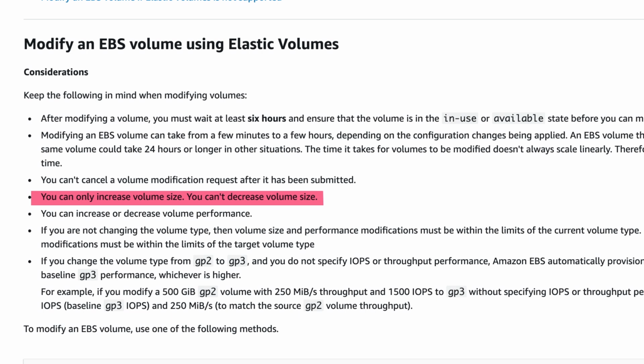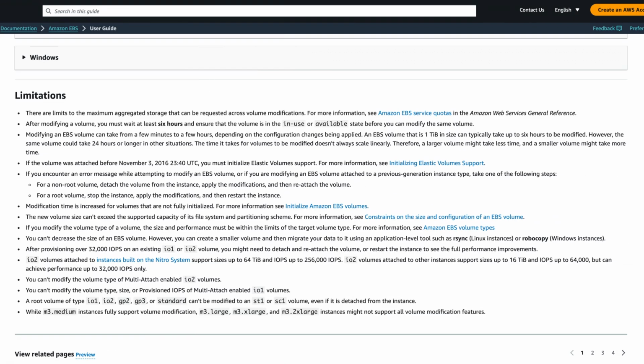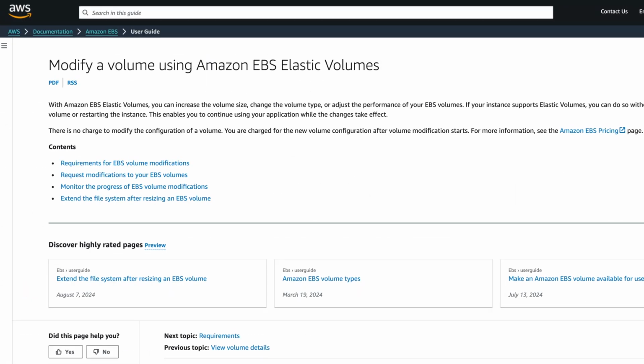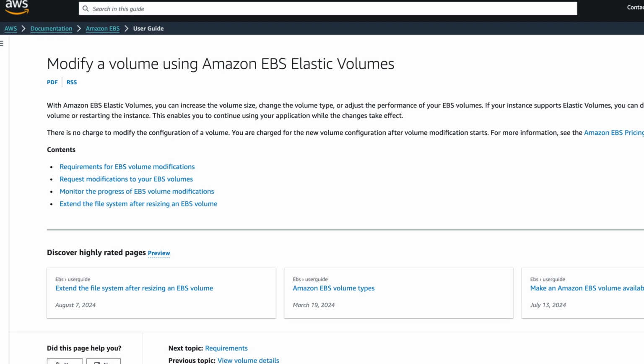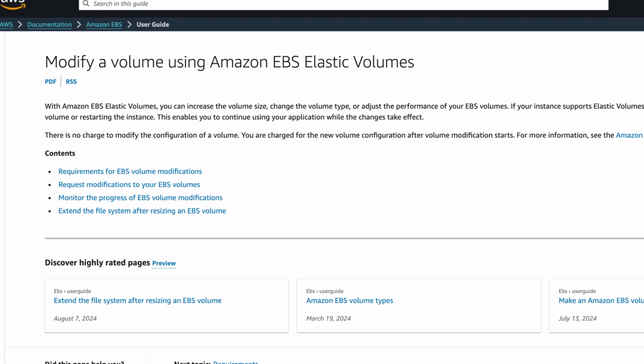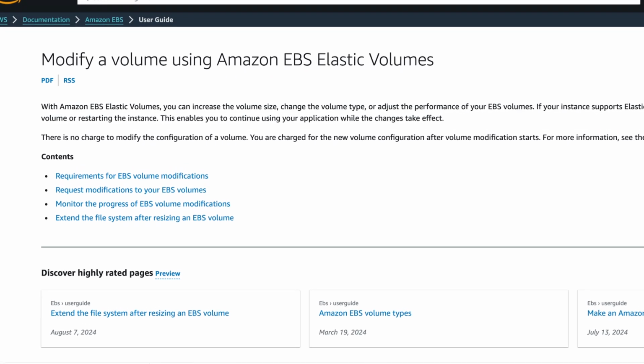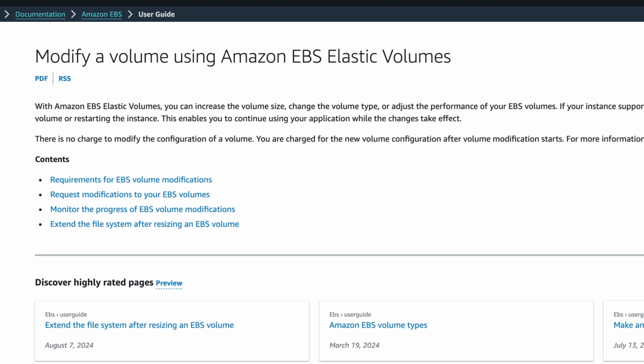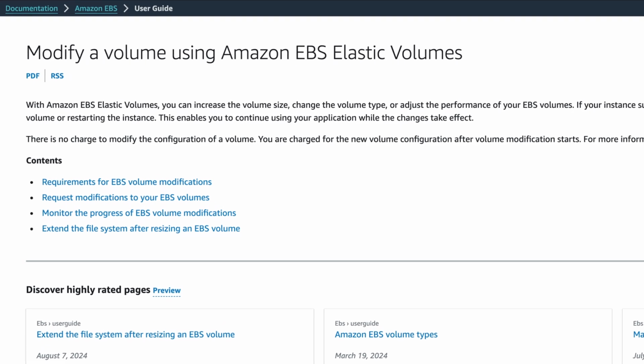So in order to reduce the size of a volume, which is not natively supported by EBS, you would need to create a new volume of that smaller size and copy the data over from the original volume to the new volume. So with elastic volume, this means you can adjust these parameters as your application's needs change without having to recreate the volume and restore data from a snapshot. So let's have a look at how we do this in the EBS console.